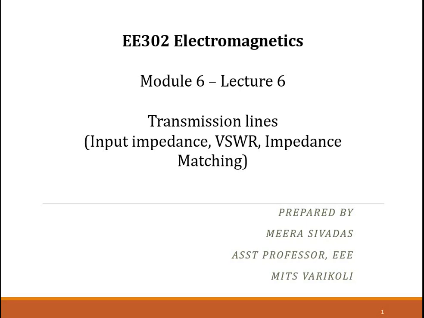This lecture is a continuation of lecture 5 and we are discussing transmission lines itself. So we had started with transmission lines from lecture 5 and we're continuing it in this lecture. There are three more parameters with regard to transmission lines that we need to discuss: input impedance, the VSWR, which is referred to as the voltage standing wave ratio, and then impedance matching. These are actually the last three topics with regard to transmission lines.